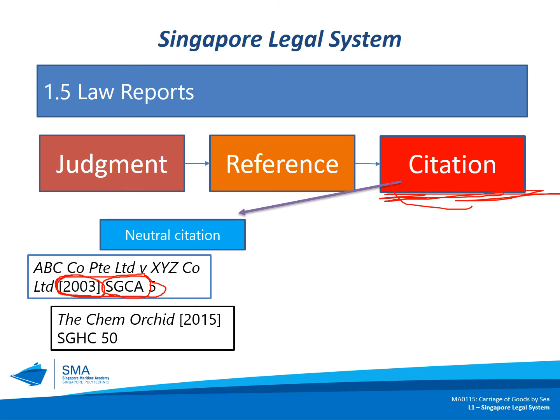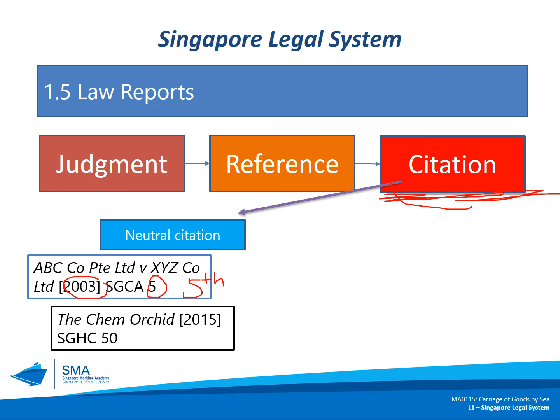Sorry, I need to use the eraser. Okay. After that, you see the 5, right? The 5 basically means the 5th. Okay, the 5th Singapore Court of Appeal case. The 5th Singapore Court of Appeal case decided in 2003. This is a sequential number. The next Court of Appeal case in 2003 will be 6, right?